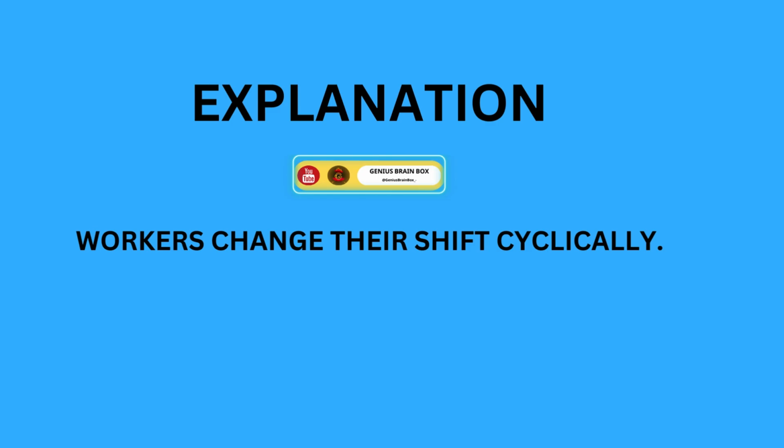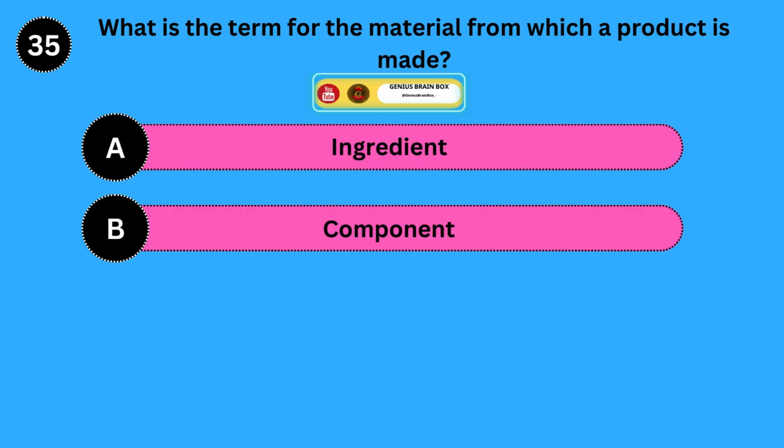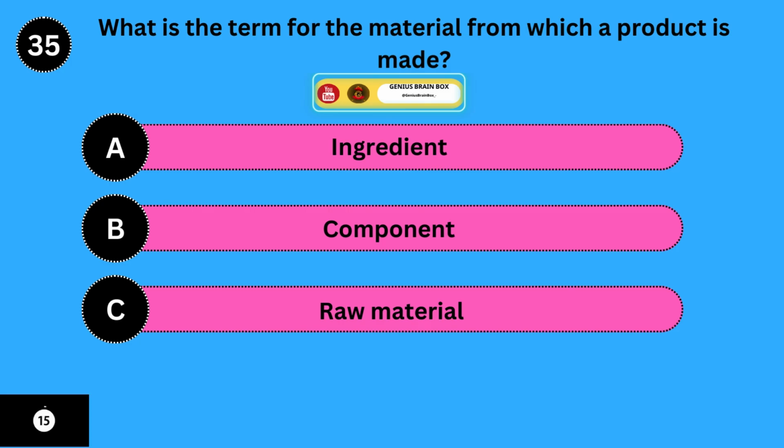Explanation. Workers change their shift cyclically. What is the term for the material from which a product is made? Option A, ingredient. Option B, component. Option C, raw material.